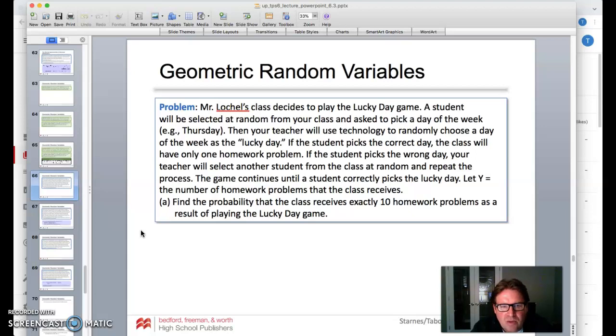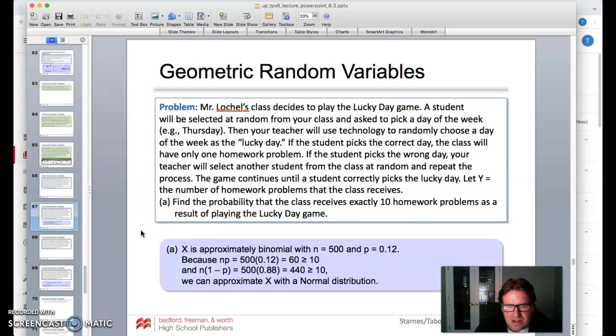Now, y is the number of homework problems that the class receives. Now, what's the probability that the class receives exactly 10 homework problems? Now, again, this is a typo that we have here. Sorry about that. That's what the slides came with.